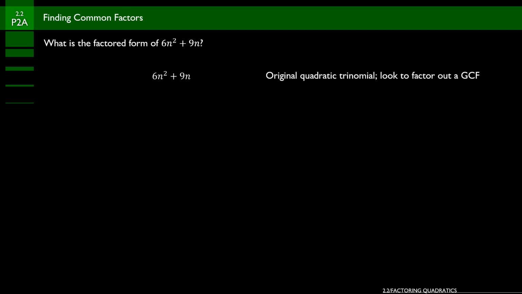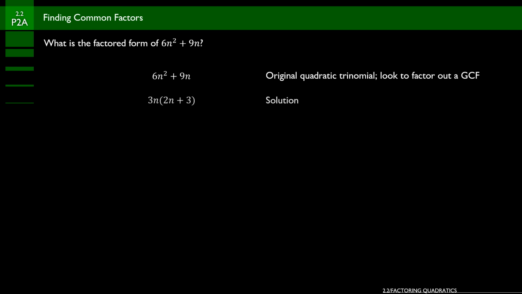So we're then going to look at the n squared and the n, and we're going to say, how many n's do I have in n squared? Well, there's 2. How many n's do I have with just an n? And there's 1. So what is the smallest number of n's that are common to both terms, and that's 1. So you take out 1n. So we're taking out a 3 and an n.